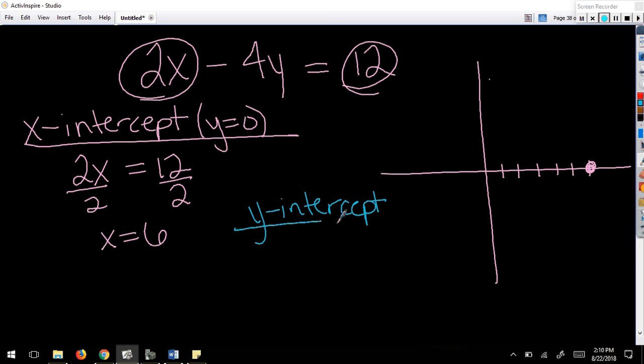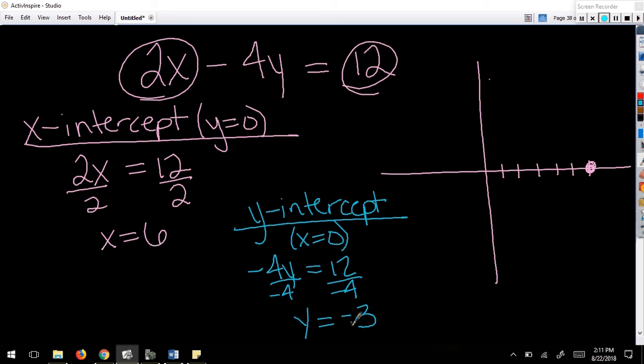Y-intercept. I'm going to put a 0 in for x. So when x is 0, I'm going to cover up that part and have negative 4y equals 12. So if negative 4y is 12, what is y? Come on, guys. Y'all can get this. Negative 3. Good job. That's on the y-axis. Now I have 2 points, and now I can connect those 2 points.